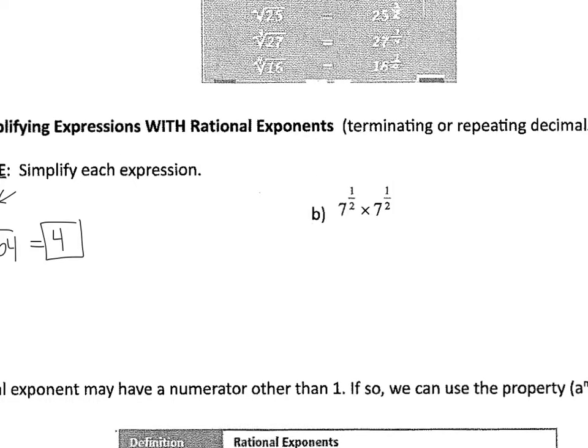And then 7^(1/2) times 7^(1/2), use the properties of exponents. It has the same base, so you can add the exponents. 1/2 plus 1/2 is 1. So this is just 7. Now recognize that this is the same thing as the square root of 7 times the square root of 7, which is 7. Because this would be your index, your root, and for the square root we don't really write a 2 right here.